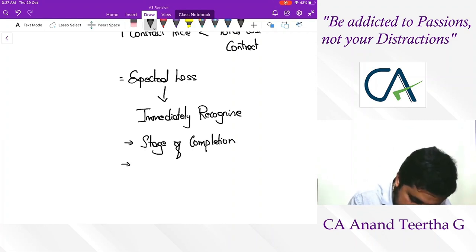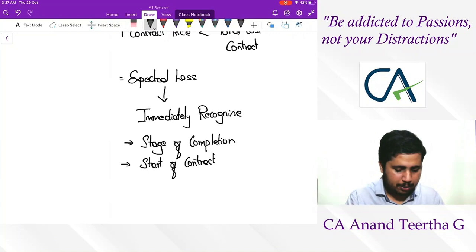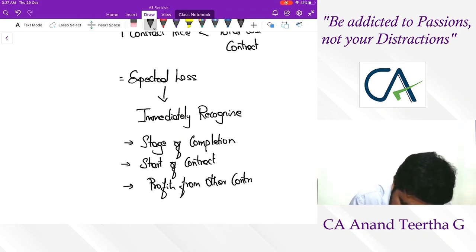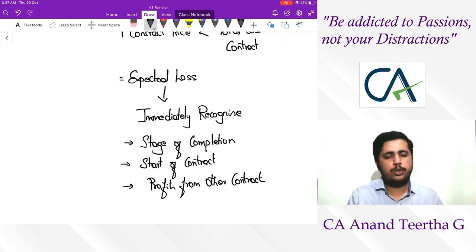Second, start of contract. I haven't even started, but still nothing doing, you have to recognize it. Third, there are profits from other contracts, so let me not recognize this loss. No, you have to recognize it irrespective of anything.